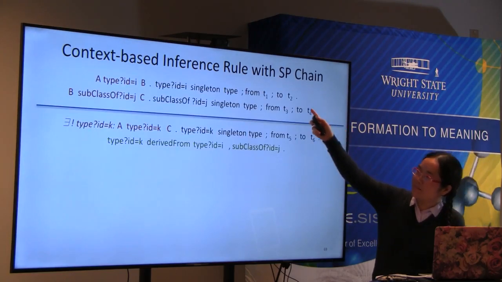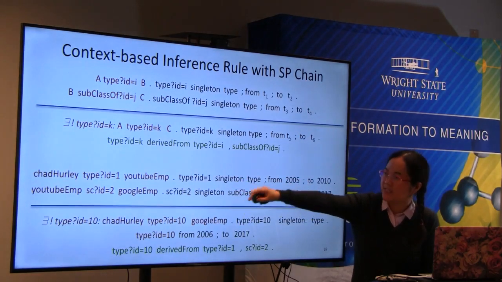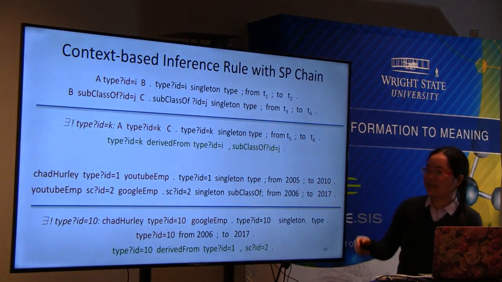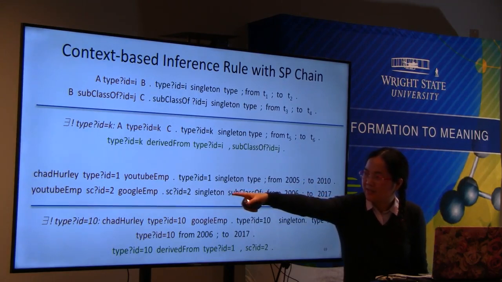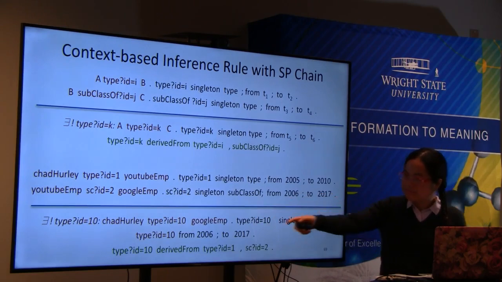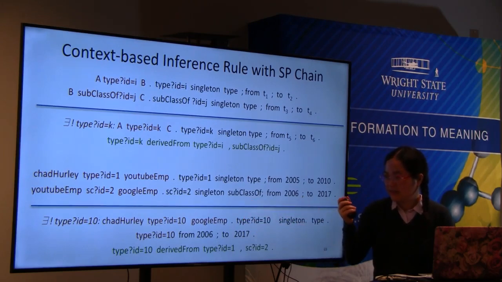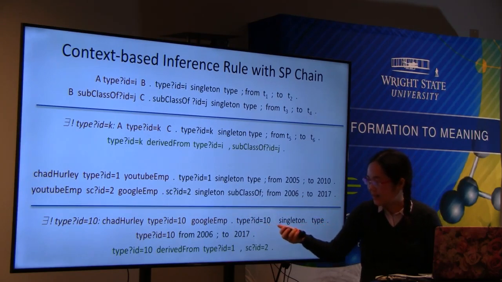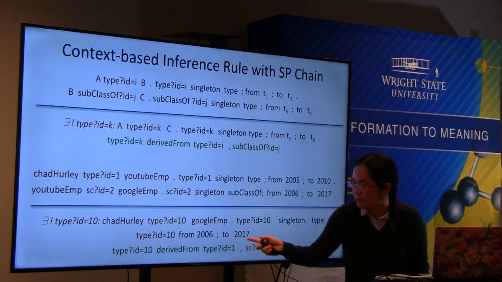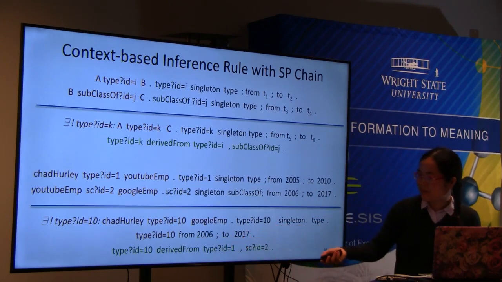So for this rule, it is more intuitive that Jack Hurley is a YouTube employee from 2005 to 2010, and YouTube employee is a subclass of Google employee from 2006 to 2017. Then there exists one single property, and for that it is from 2006 to 10. I think this is a mistake. It's a mistake. It's 2010.